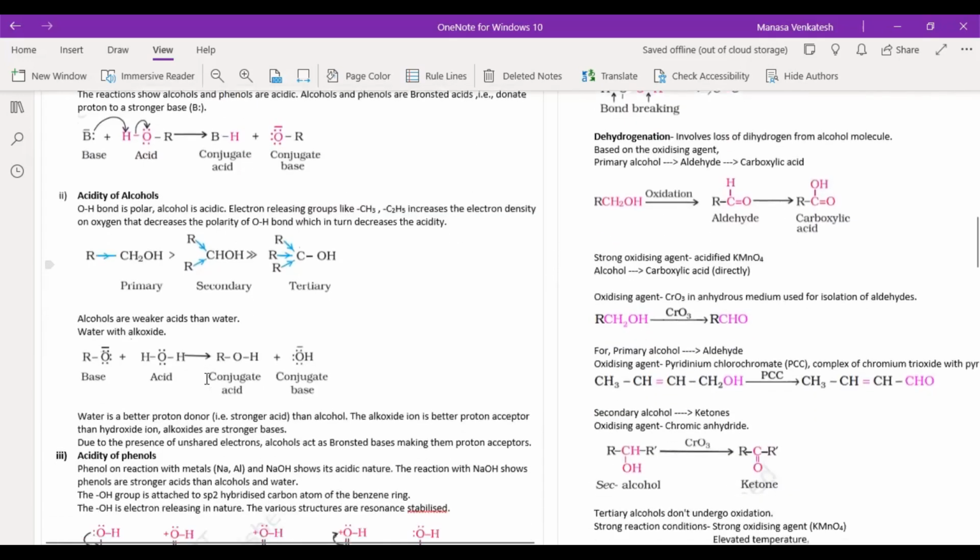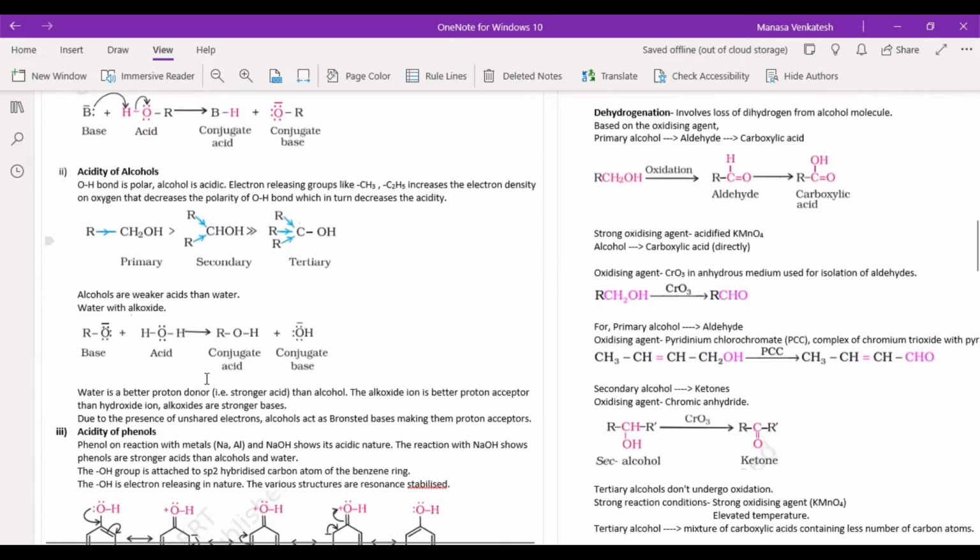Now they're obviously weaker acids than water. So when water is reacting with an alkoxide, it's leading to the formation of ROH as a conjugate acid and OH minus as a conjugate base. So this shows that water is actually a better proton donor, which makes it a stronger acid compared to the alcohol. And the alkoxide is actually a good proton acceptor, which makes it a good base.